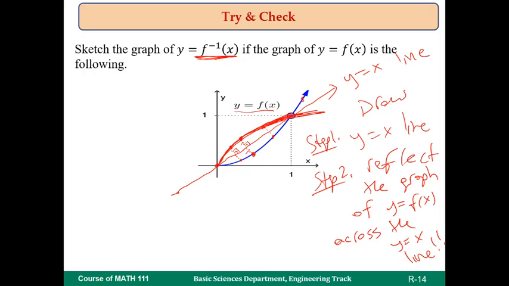And you can take also some points here like that. So this point will come to here. So this is the graph of y equal to f inverse of x. So then this is the graph of y equal to f inverse of x.